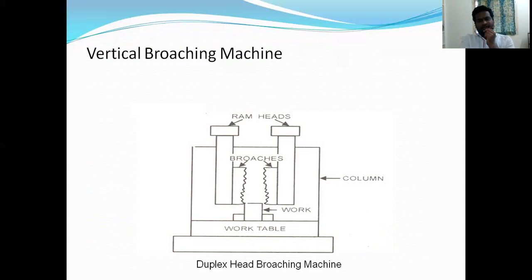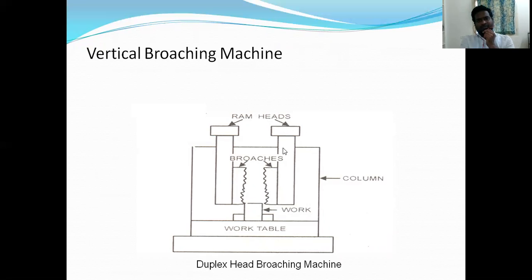The duplex head broaching machines. Observe here, these are the ram heads. With these ram heads, we have fixed the broach tools. Here is the workpiece, so we can operate on both sides. While operating both sides, the manufacturing is done on both sides. The metal removal has been taking place on both sides, right?